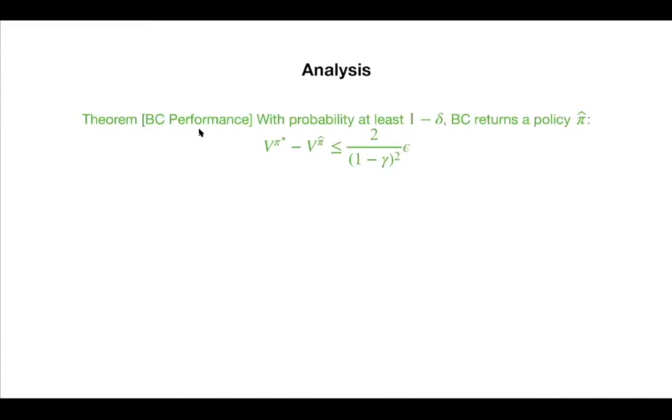All right, so what we are going to show is that, ignoring this high probability statement, this algorithm will actually return a policy pi hat whose performance is comparable to the expert policy pi star, up to this gap, which is epsilon times this quadratic blow up in the time horizon, 1 over 1 minus gamma.